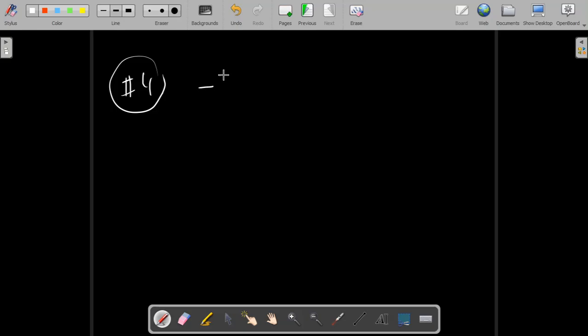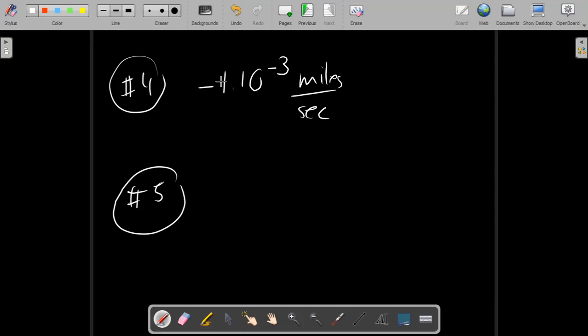The answer is minus 1.10 minus 3 miles per second. Okay, this is your answer for 4. And for number 5, the final velocity equals 16 meters per second. So if you did it right, you don't have to watch to see how the problems are solved. But if you have problems with it, watch to see how they are solved.